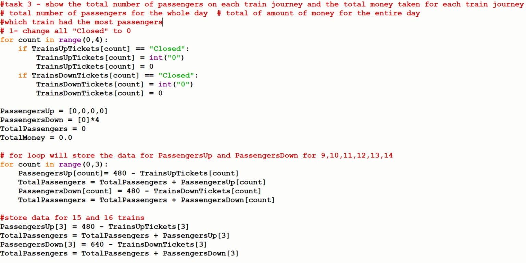IGCSE Computer Science Paper 2 Task 3 new.